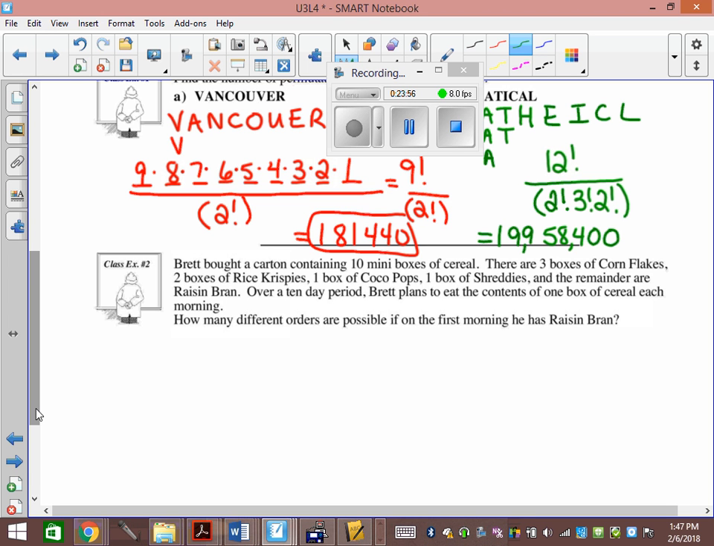Brett bought a carton containing 10 mini boxes of cereal. There are 3 boxes of cornflakes, 2 boxes of Rice Krispies, 1 box of Cocoa Pops, a box of Shreddies, and the remainder are Raisin Bran. So how many are Raisin Bran? 3. Over a 10-day period, Brett plans to eat the contents of 1 box of cereal each morning.